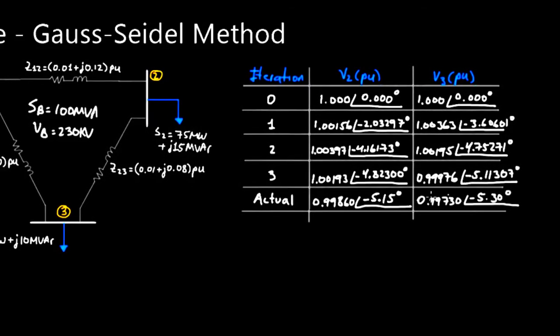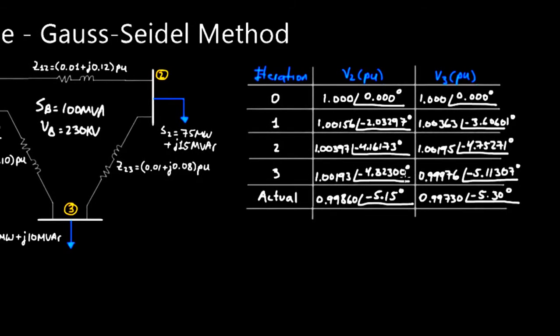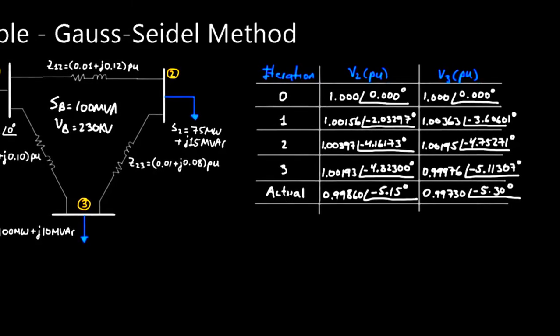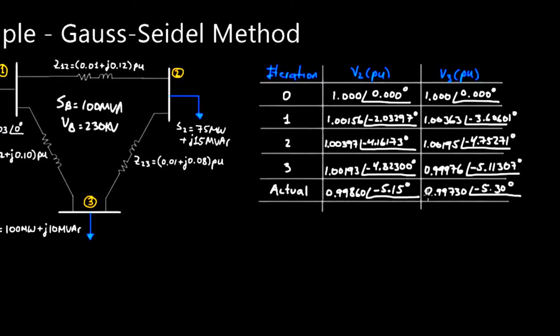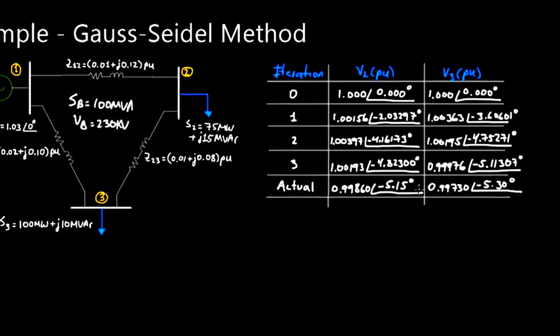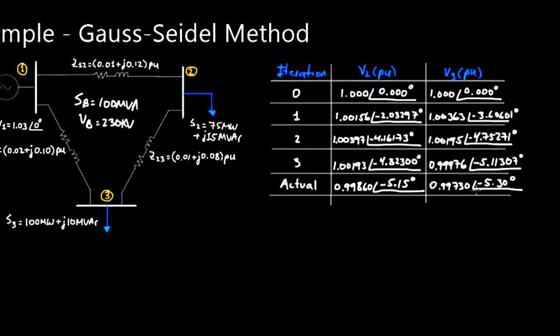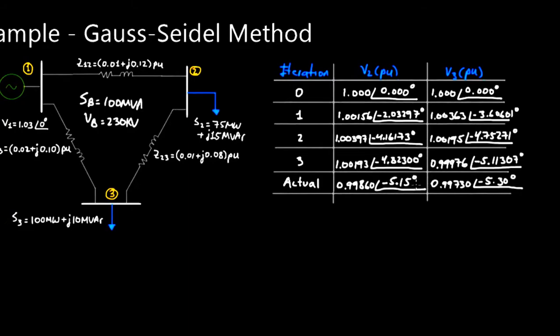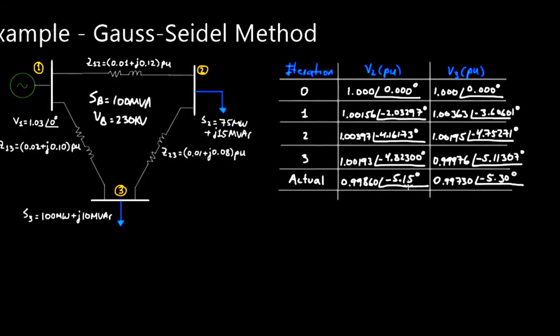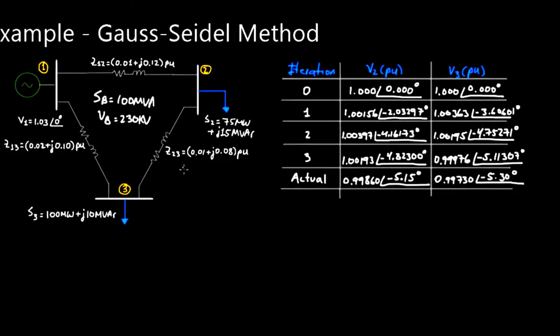Now if you keep running these iterations, you would eventually converge to a value, and I went ahead and simulated this power system in MATLAB Simulink just to see what the value would actually converge to. And so this number right here at the bottom is the actual voltage that we would see if we keep running iterations, probably in the range of 5 to 7 iterations for this example.